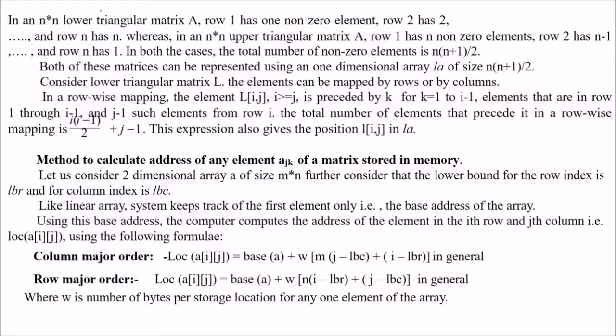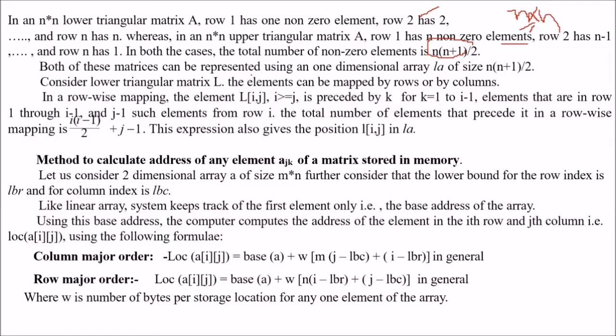So in an n by n lower triangular matrix, row 1 has one non-zero element, row 2 has 2, and likewise. Whereas in an n by n upper triangular matrix, row 1 has n non-zero elements, row 2 has n minus 1, and so on. So in both cases, the total number of non-zero elements is what? n(n+1)/2. You can easily find it out. Total number of non-zero elements for an n by n matrix.